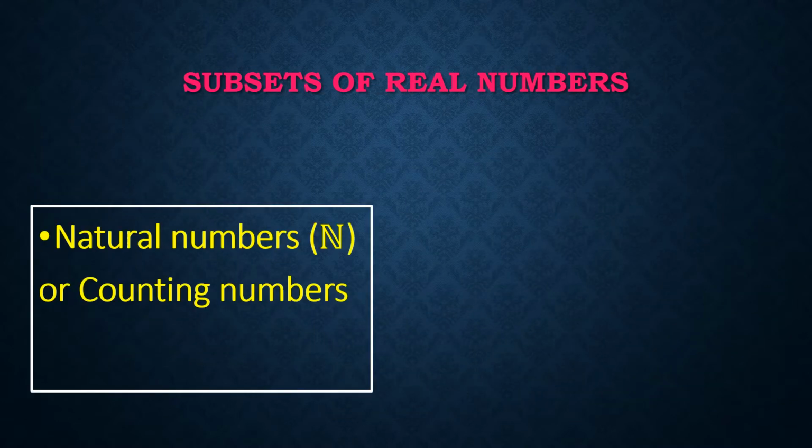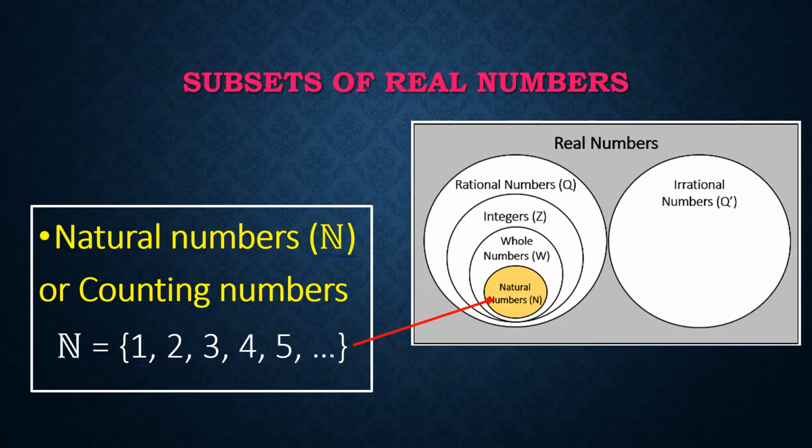First is the set of natural numbers represented by letter N, or counting numbers. These are the numbers that we use to count. When we are counting, we always start with 1. That's why the lowest counting number, or natural number, is 1, followed by 2, 3, 4, 5, and so on. In this diagram, this is where we find the set of natural numbers.